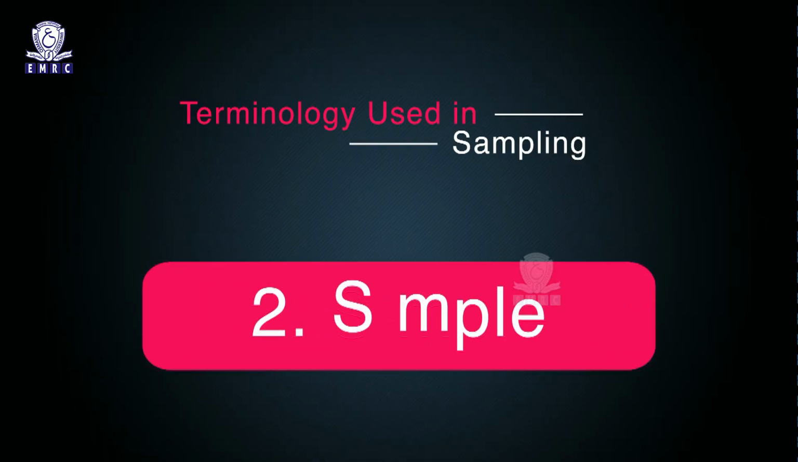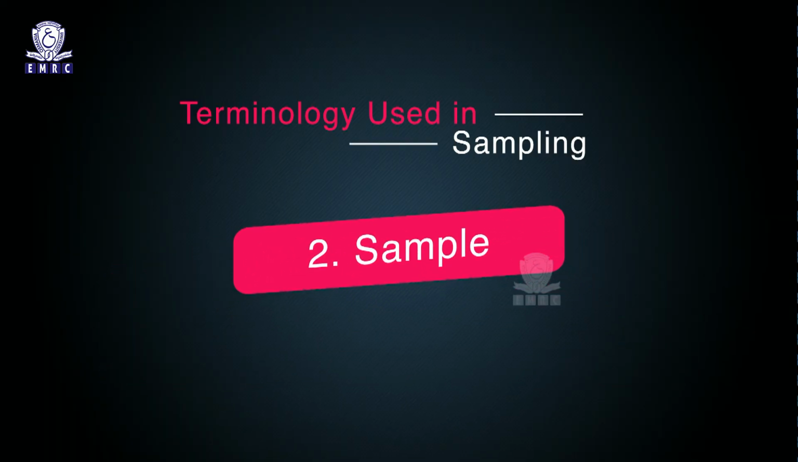For example, if the researcher wishes to study the voting behavior of people in Hyderabad by-elections, all the people who are eligible to cast their vote will be included in the universe. Sample. It is a portion of the total population. It is nothing but the number of sample units to be included in the sample.